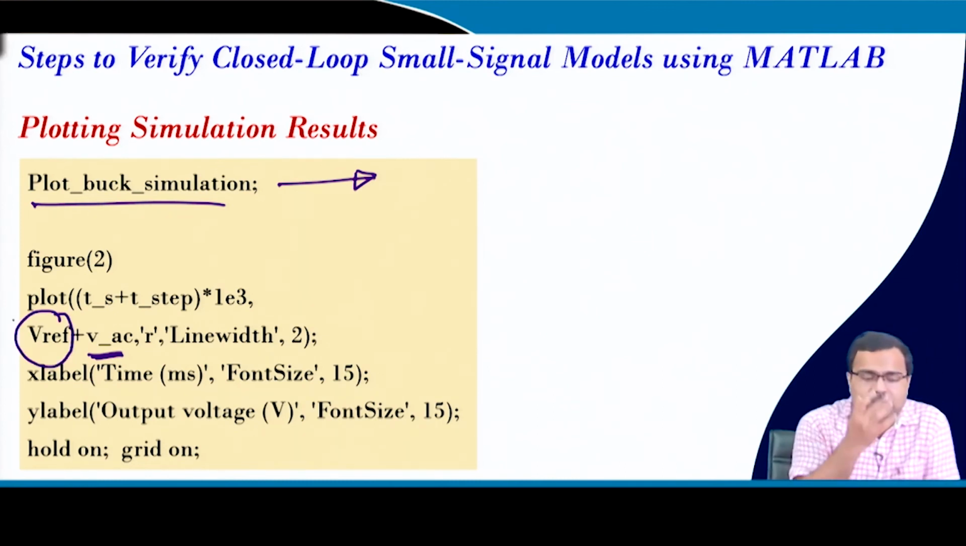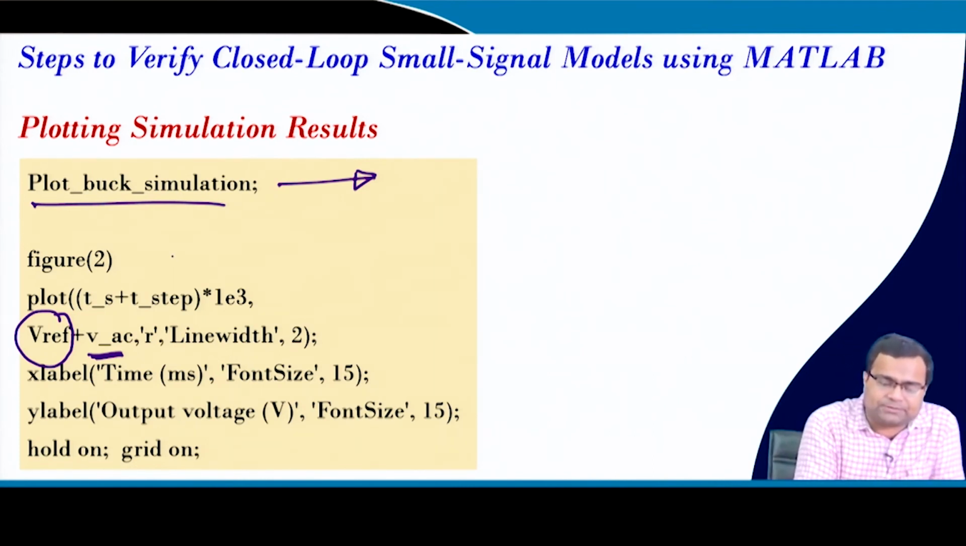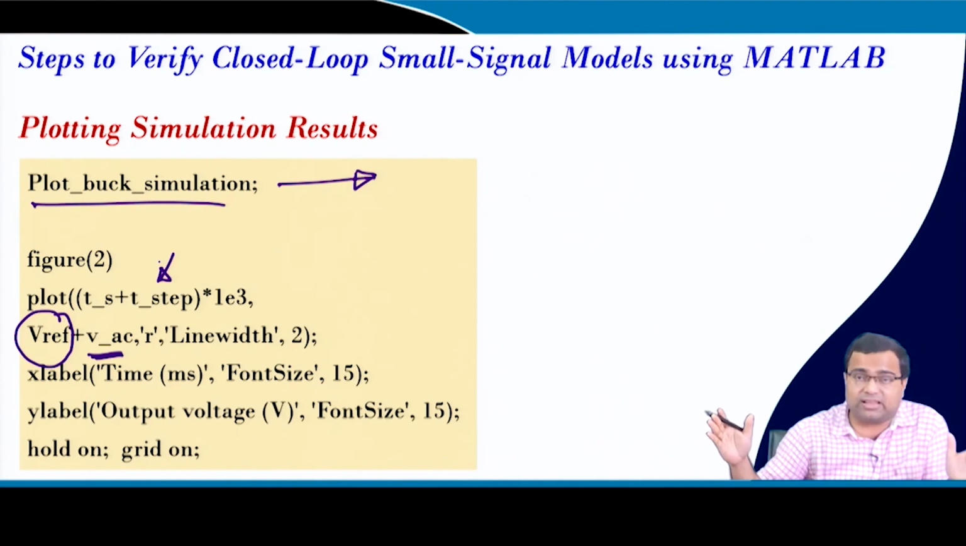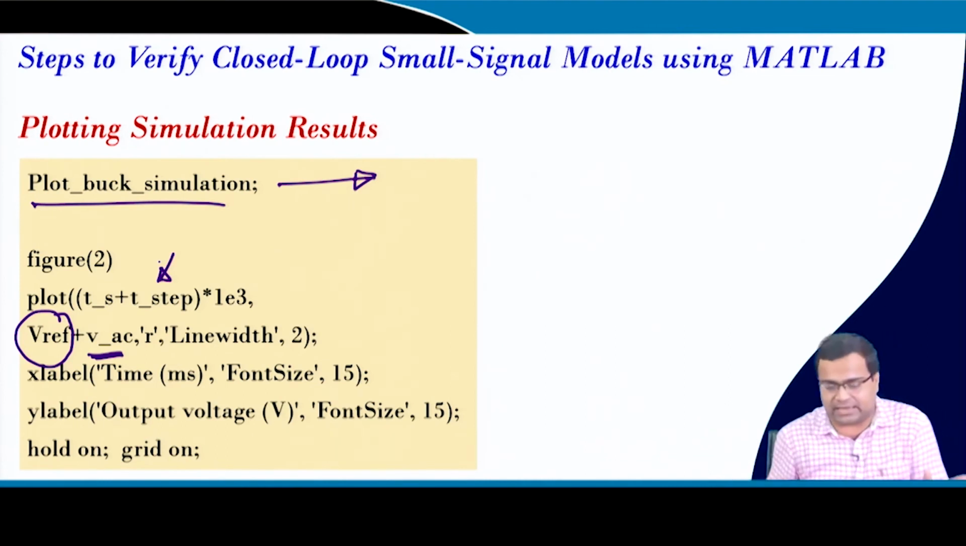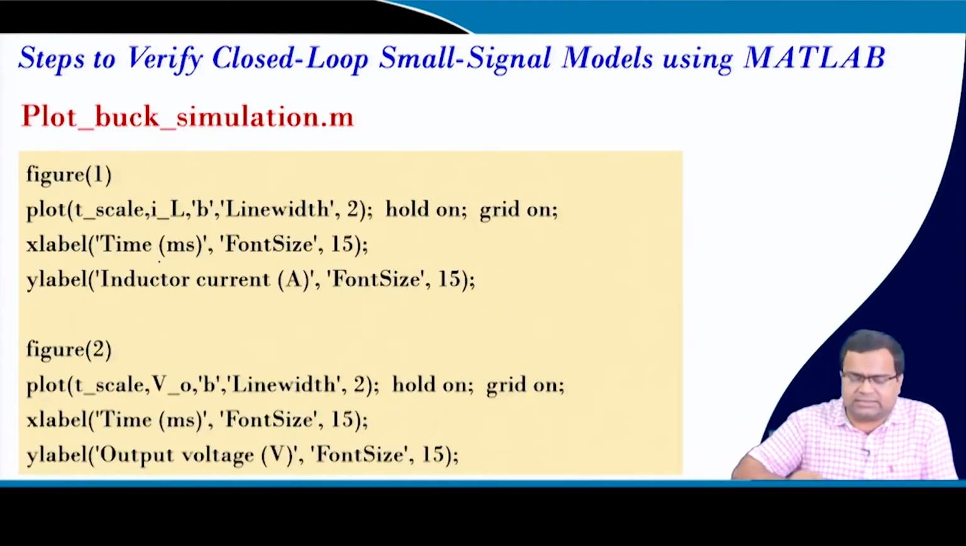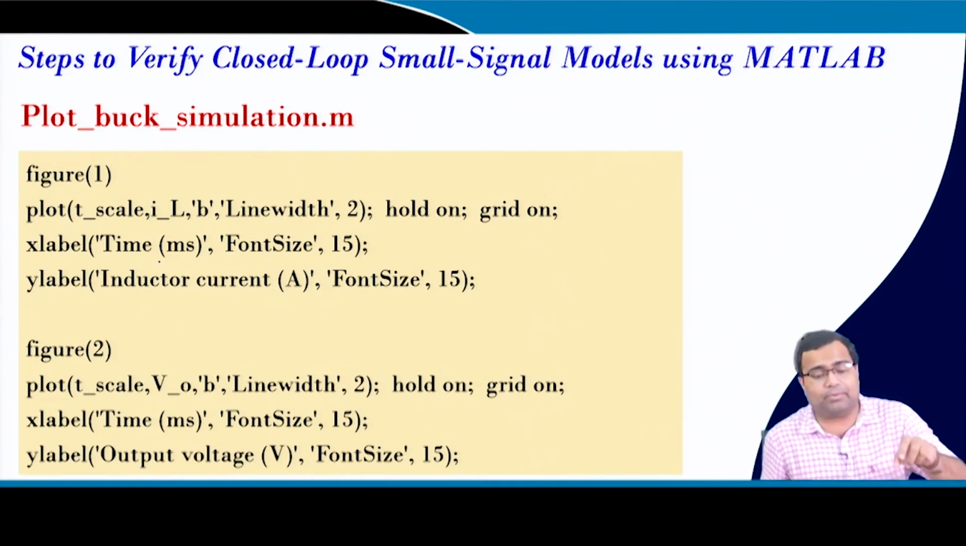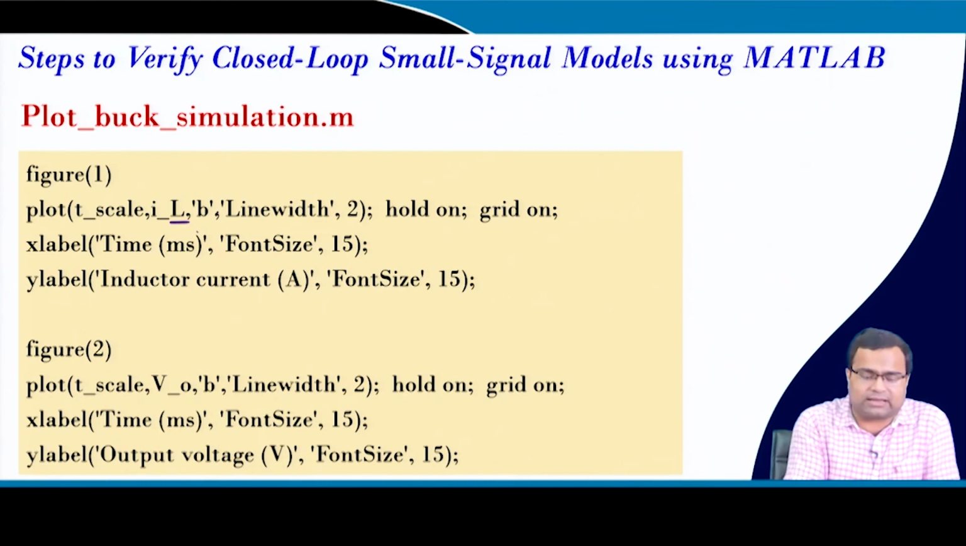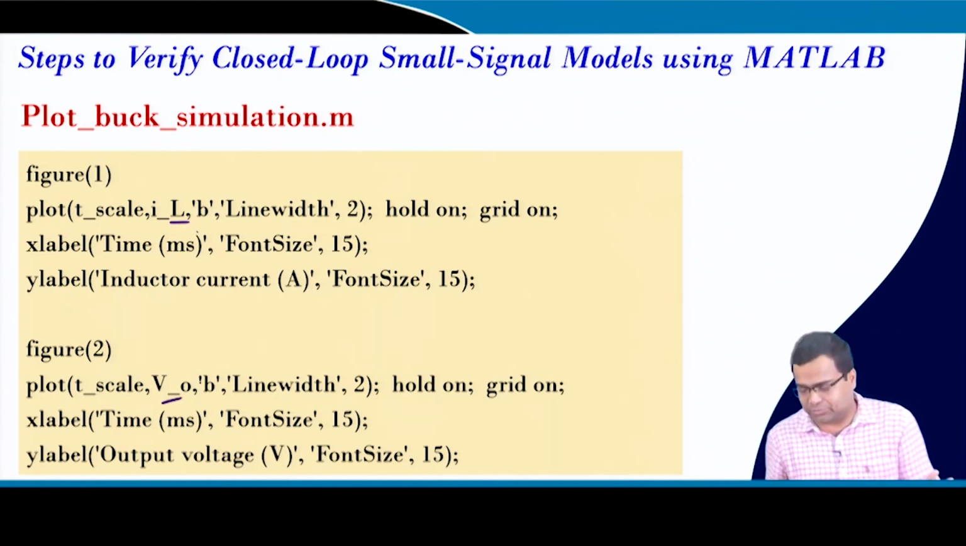Since it is closed loop, the operating point is Vref. And then I am also adding the time offset, which is a T step, because otherwise the original simulation will be from 0 to the time we are actually extending, but we are adding the offset time. And this is the plot .m file, which will plot the inductor current and the output voltage of the actual switch simulation.